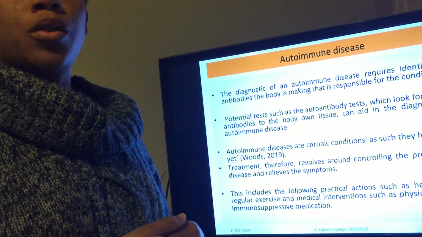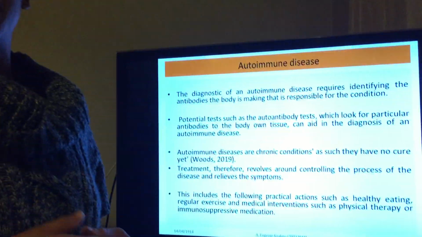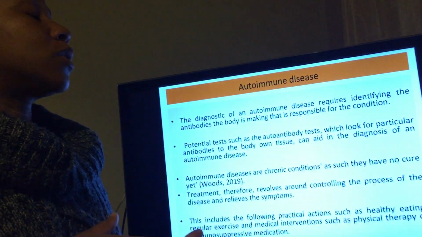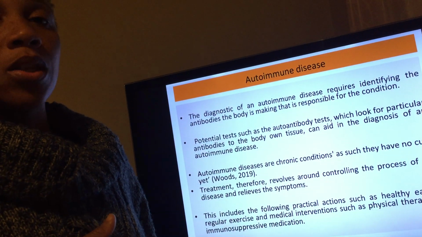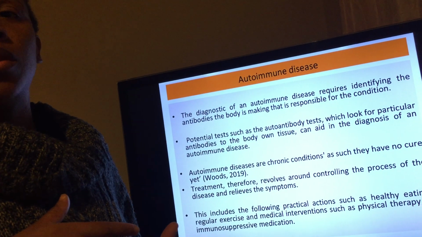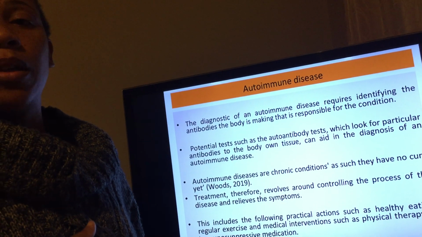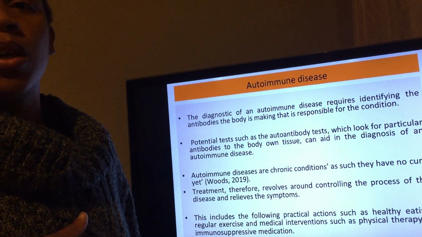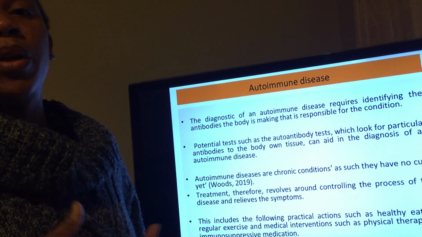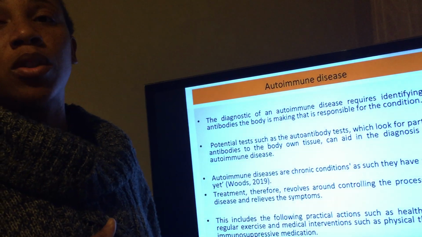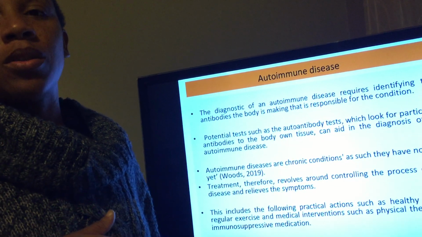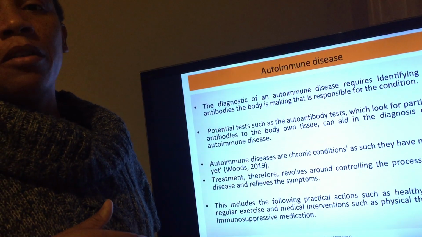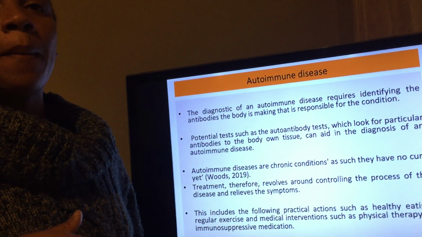The diagnosis of an autoimmune disease requires identifying the antibodies that the body is making that are causing the disease. We have potential tests such as autoantibody tests, which look at particular antibodies in the body or tissue. We know that autoimmune disease is a chronic condition and there is no cure. Treatment therefore will revolve around controlling the condition, such as practical actions like healthy eating and regular exercise, and medical interventions such as physical therapy or immunosuppressant medication.